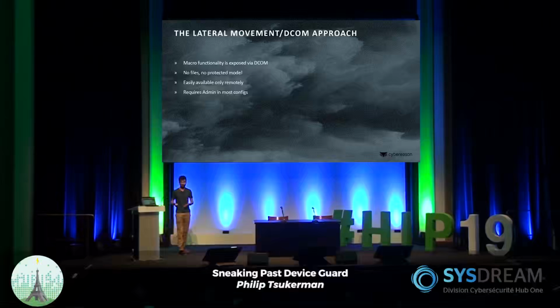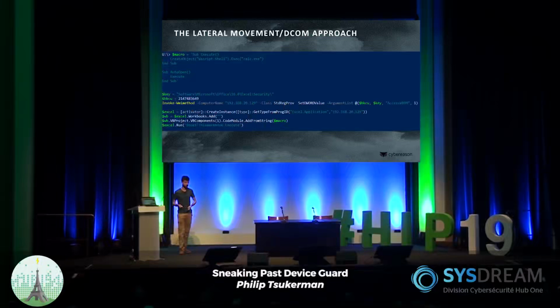The macro functionality of pretty much all Office applications is exposed through DCOM, meaning that while I can't create these objects easily on my Device Guard machine, I could actually create them remotely if I have admin. And I can use these objects to run my arbitrary VBA code. I don't even need a file, actually. And this looks pretty much like this.